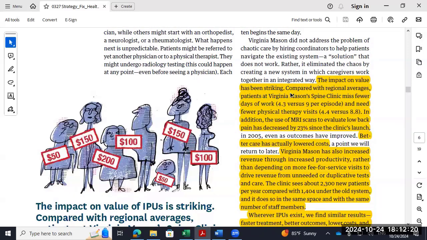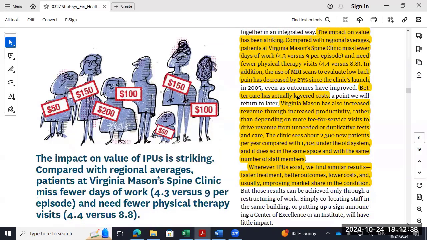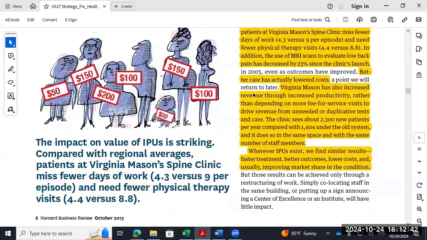The impact on value has been striking compared to regional averages. Patients at this particular clinic miss fewer days of work. Look at that, 4.3 versus 9, and need fewer physical therapy visits. In addition, the use of MRI scans to evaluate low back pain has decreased by 23%. Better care has actually lowered costs. They've also increased revenue through increased productivity rather than depending on more fee-for-service to drive revenue from unneeded or duplicate tests, the clinic sees about 23.